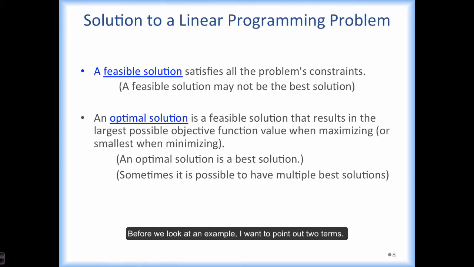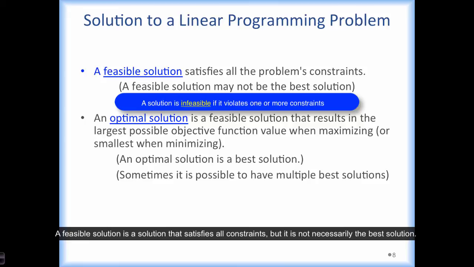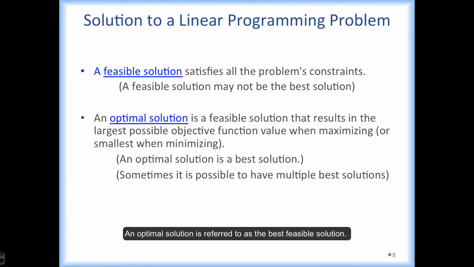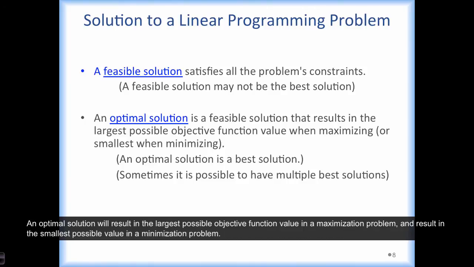Before we look at the example, I want to point out two terms. There are two types of solutions to an optimization problem. A feasible solution is a solution that satisfies all constraints, but it is not necessarily the best solution. An optimal solution is referred to as the best feasible solution. An optimal solution will result in the largest possible objective function value in a maximization problem and the smallest possible value in a minimization problem.